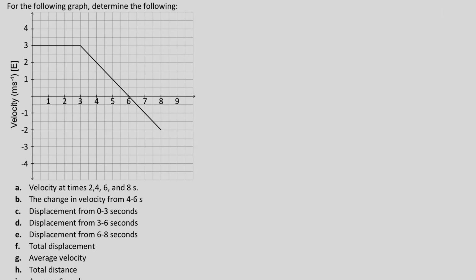Now for the next question, it says for the following graph, determine the following. So first, let's say this is also good to two significant figures. Velocities at times 2, 4, 6, and 8 seconds. Okay, we can definitely do that. This is a velocity time graph. So velocity at time 2, velocity at time 4, velocity at time 6, and velocity at time 8. And that should answer this question.